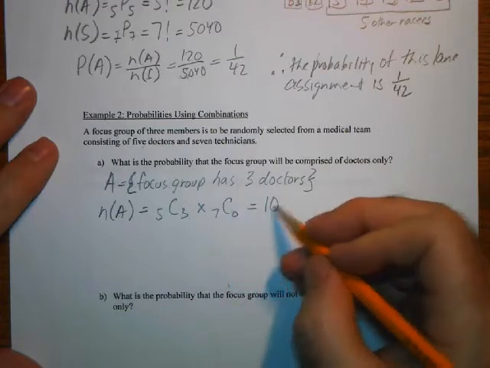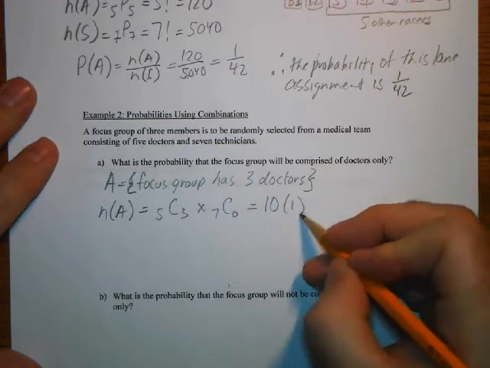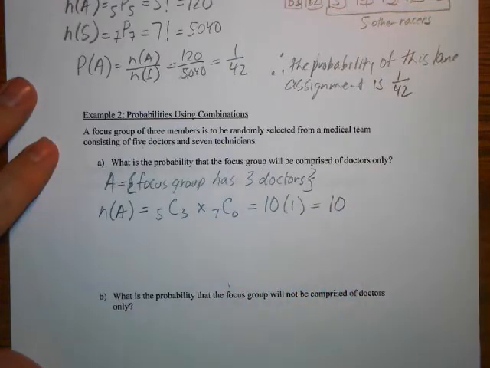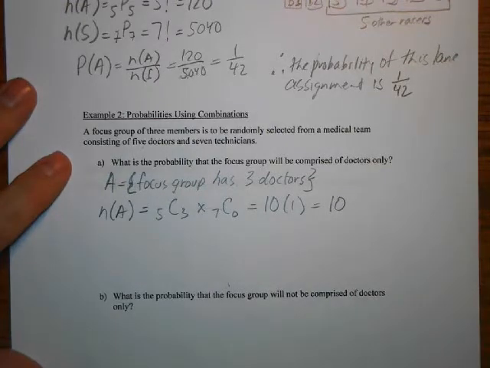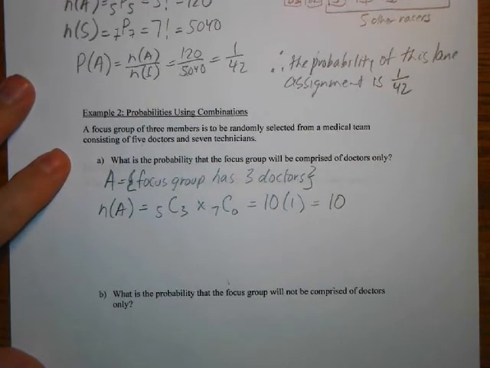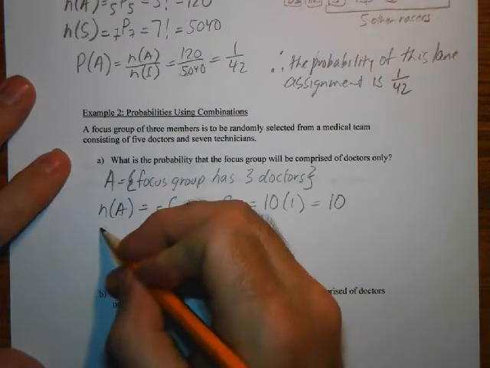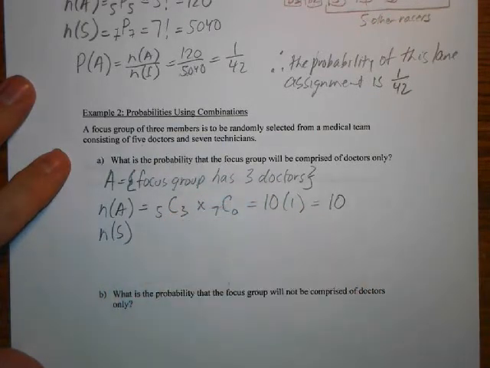And 7 choose 0, we said that's 1. So the answer is 10. There's 10 ways to pick our focus group if all 3 of them are doctors. So there's 10 ways. And then we have to figure out what's the total number of possible committees with no restrictions.